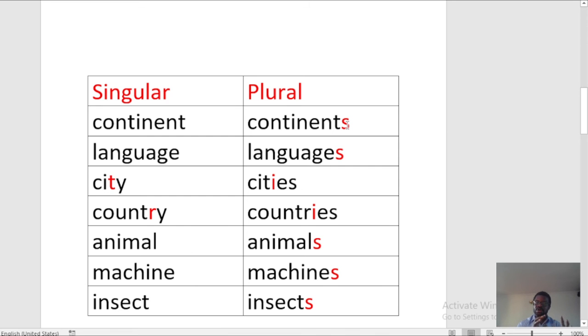So Africa is a continent. It has so many countries. Asia is a continent. It has so many countries. Europe is a continent. It has so many countries. And in all these countries, you have so many cities. For example, Phnom Penh, Siem Reap, Bangkok, London, Beijing, Texas. So the next one, we've got country, then we've got animal, all these are nouns, machine, machines, insect, insects. Okay, I think that's going to be enough for today.